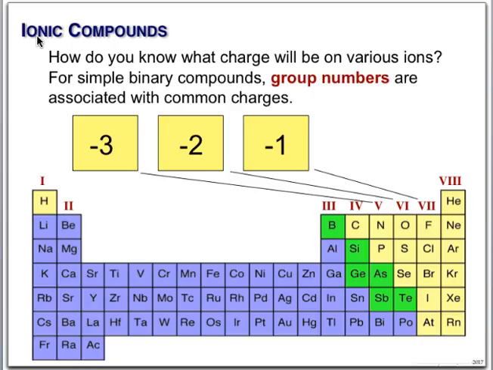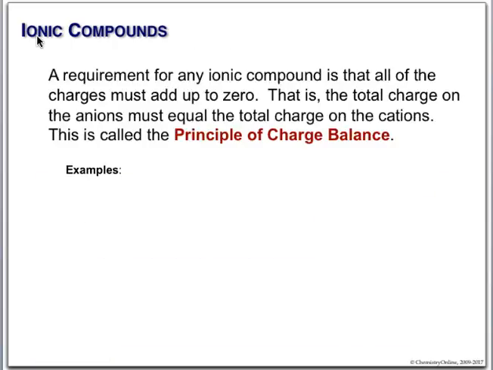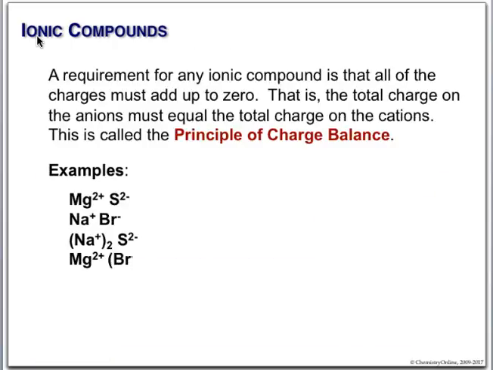Now when you put together an ionic compound, the compound that you write, the total compound, must be neutral. This concept has a name. It's called the principle of charge balance. And all it says is you must have the same number of pluses as you do minuses.